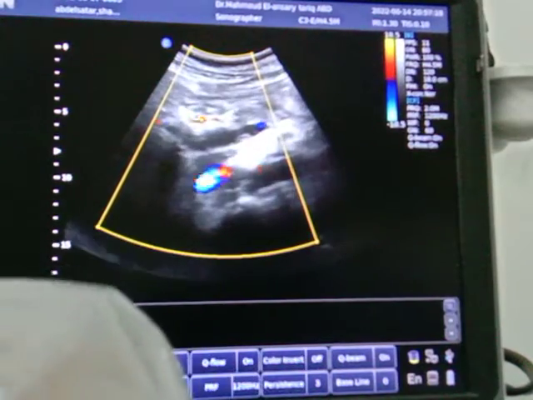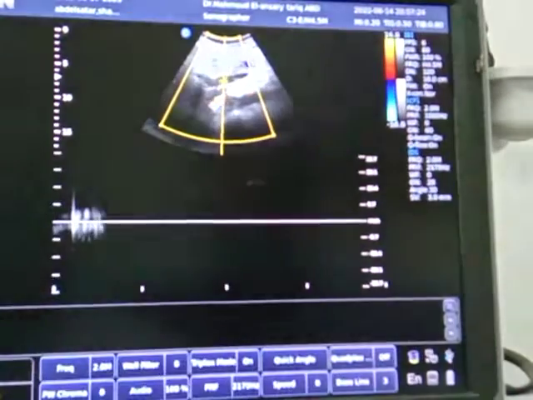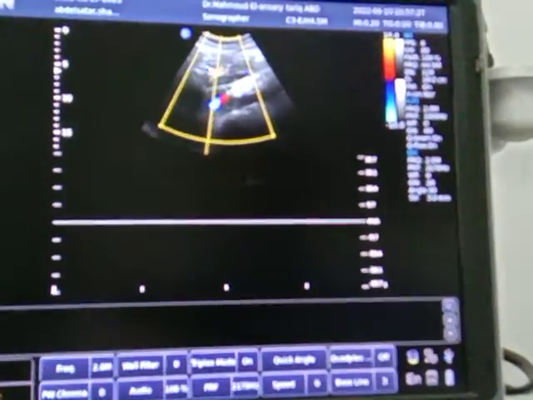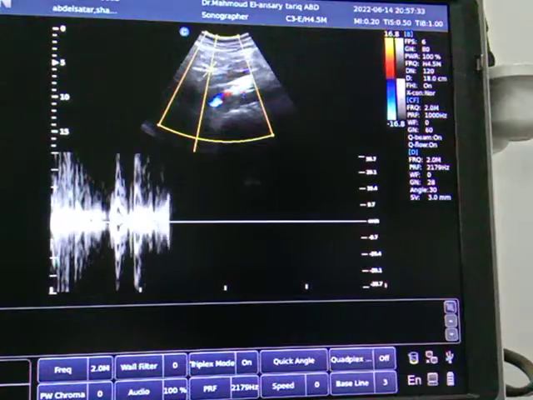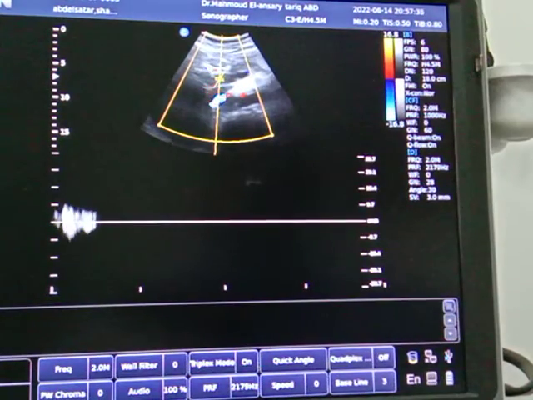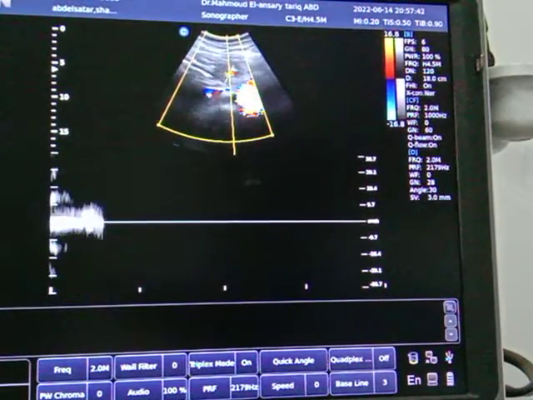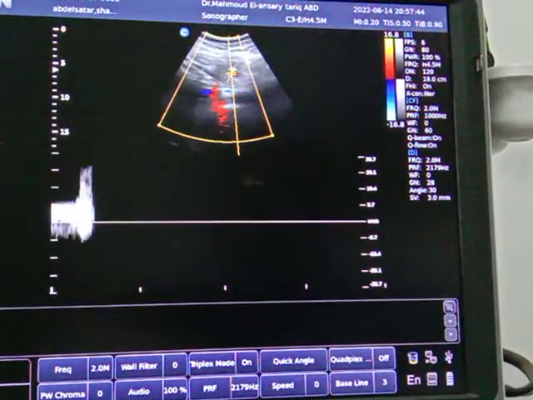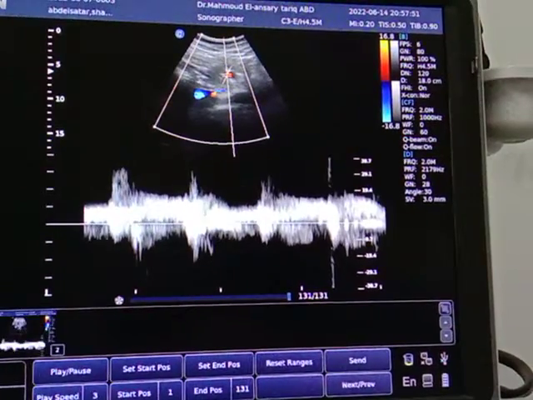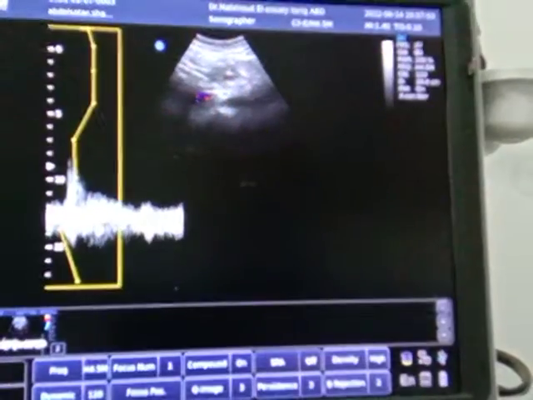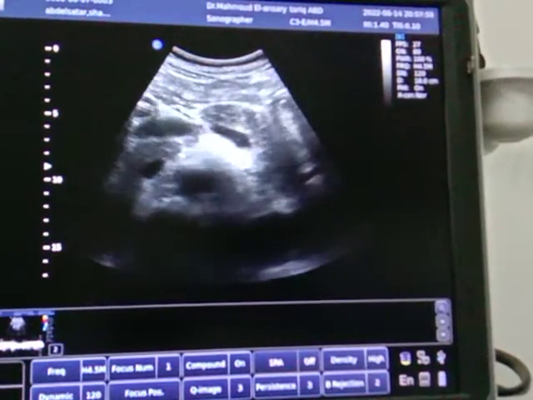So as you see, again in the portal vein there is very weak flow, and this is the hepatic artery, and here there is very weak flow. On the contrary, in the proximal part, there is good venous flow. This is very impressive, and I will update you on this case. Thank you.